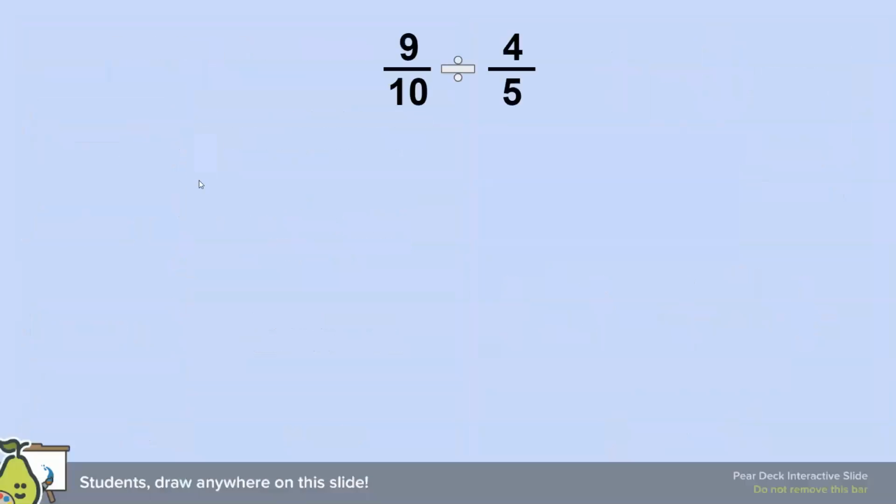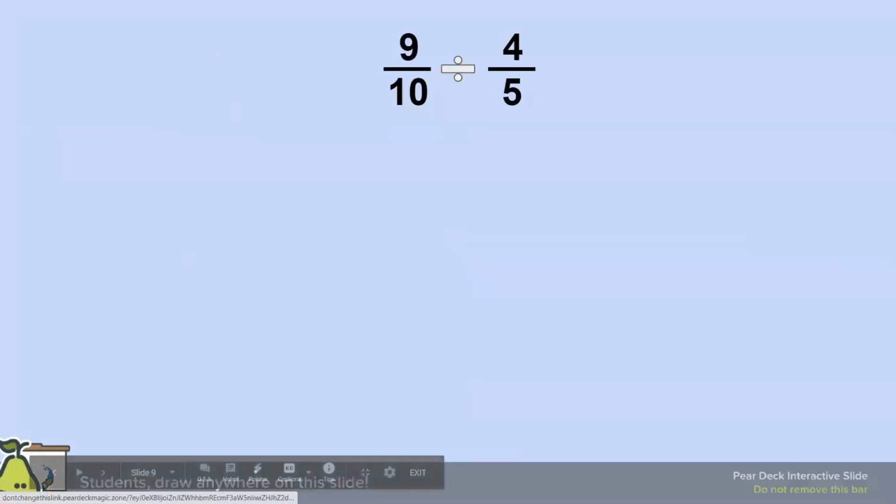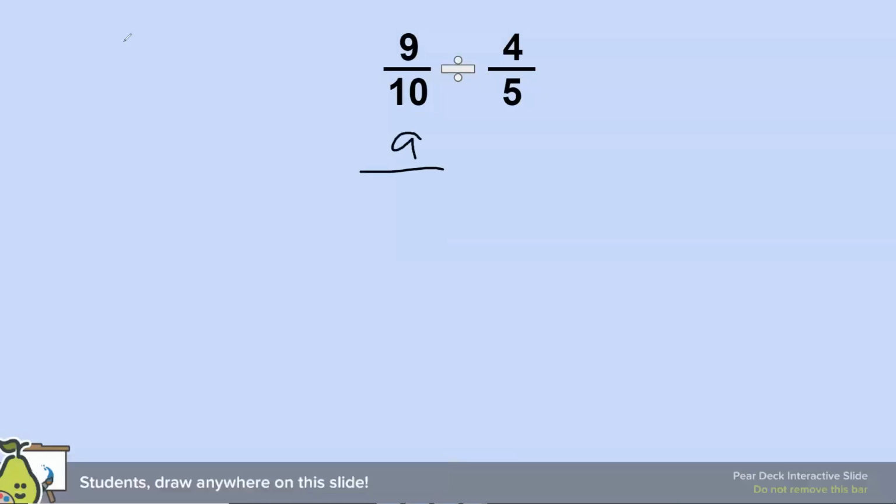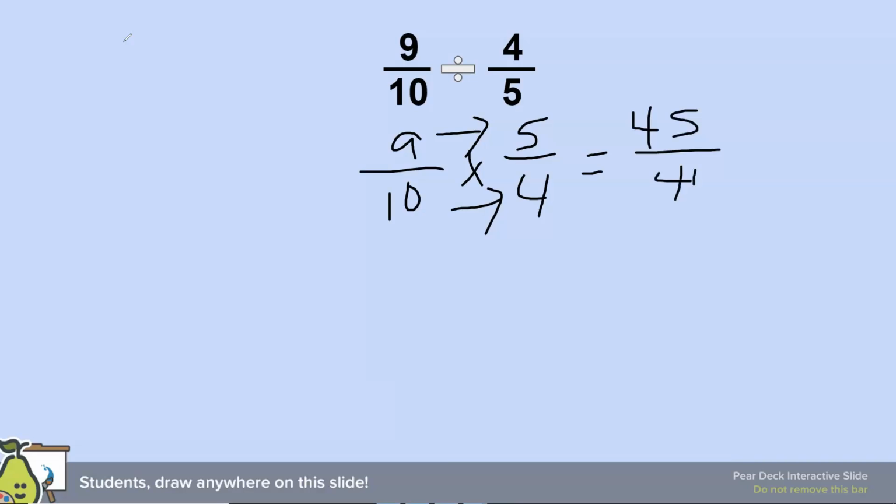Okay, let's do an example. So dividing fractions is easy as pie. You flip the second number and you multiply. So 9 times 5 is 45 and 10 times 4 is 40. A lot of times with dividing fractions, you're going to end up with an improper fraction. So the top is going to be bigger than the bottom.